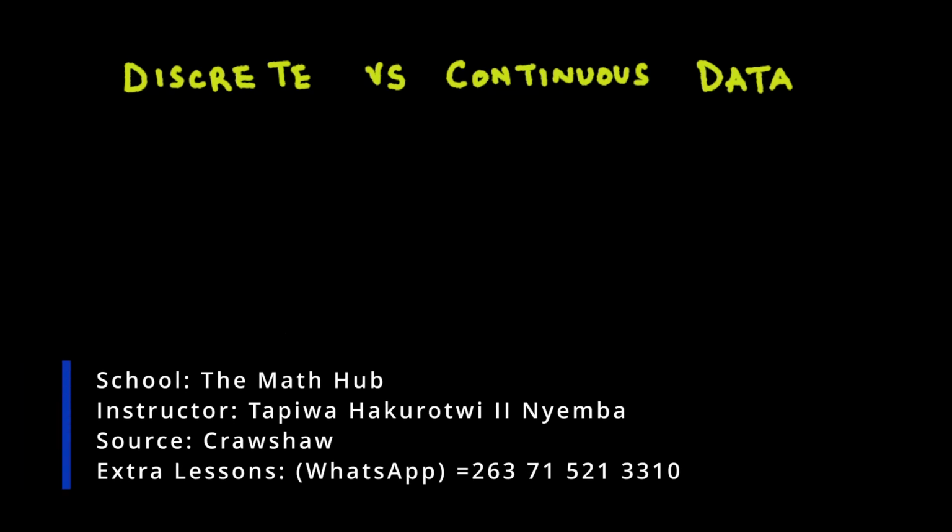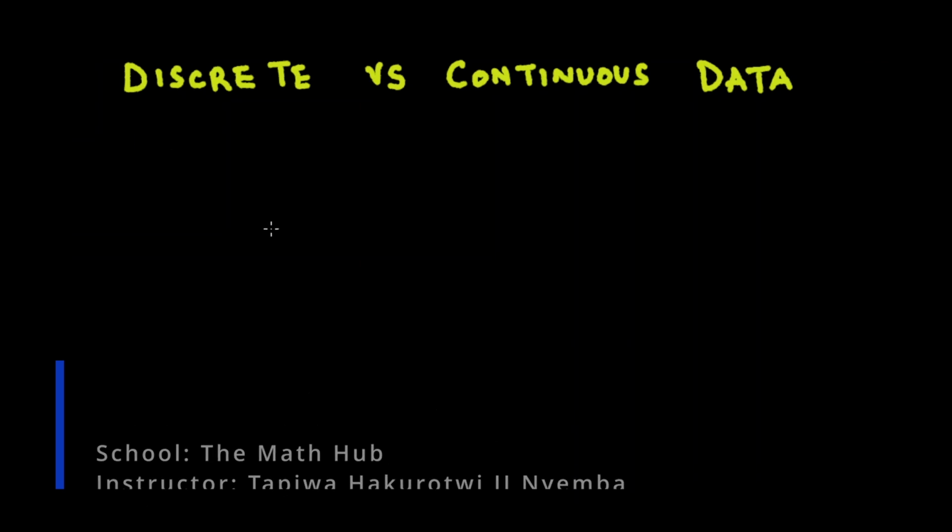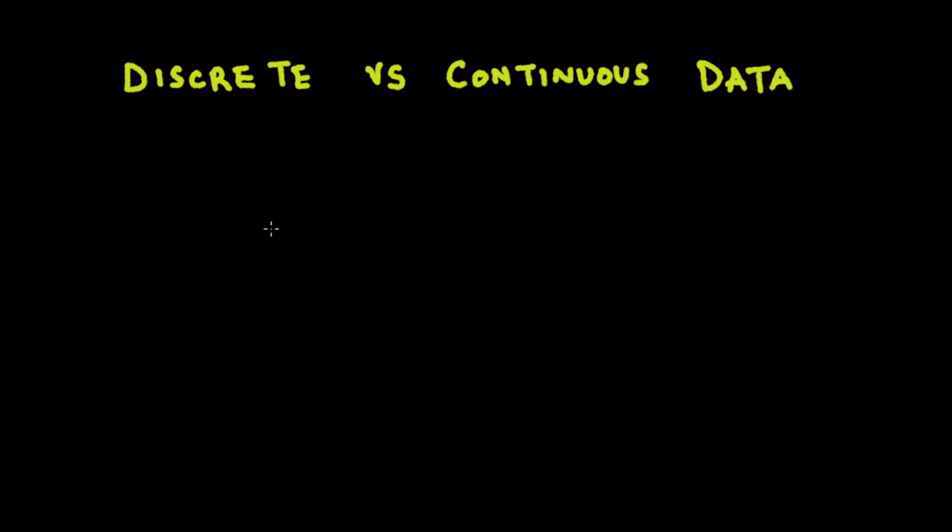Now we want to look at discrete versus continuous data. So what are we going to do? Let us start with an example. Let us look at an example. We are told that in a survey of 1 meter quadrants in a field, the number of snails in each of 30 quadrants was recorded as follows.